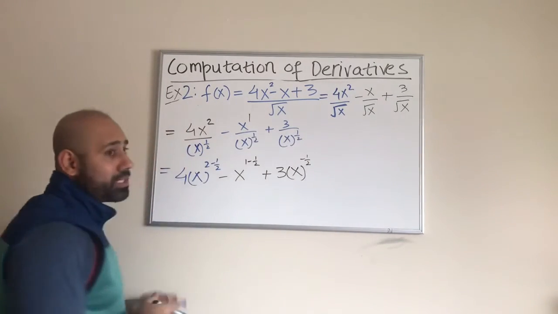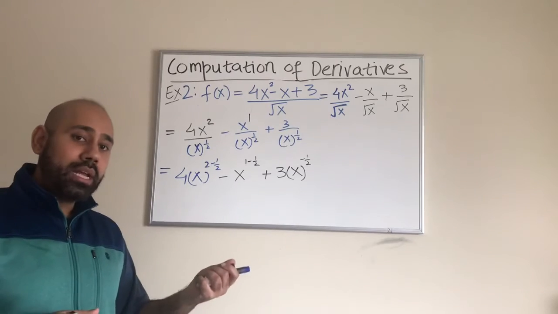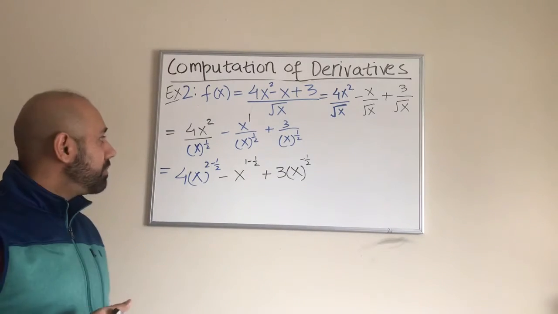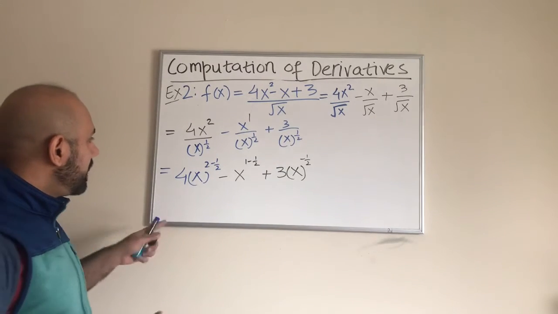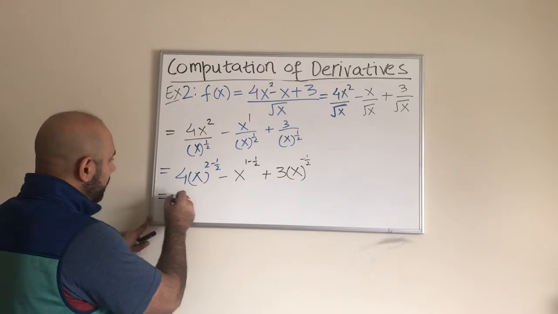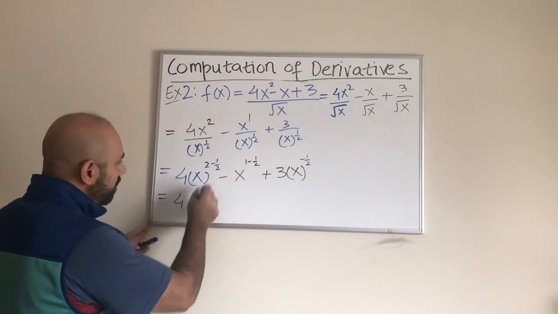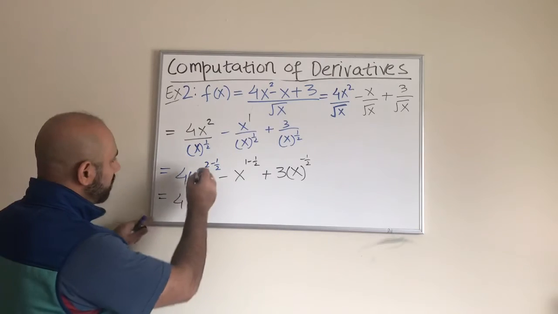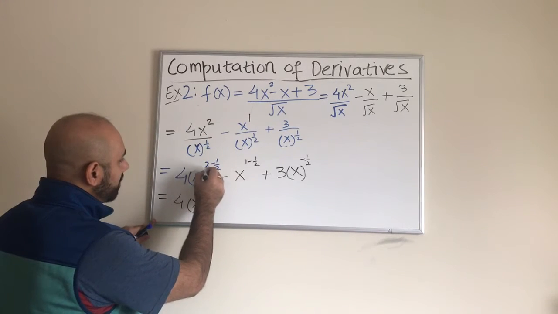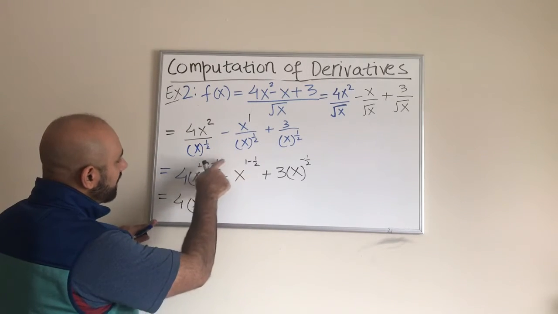That's what happens to the positive exponents when you bring them upstairs. The sign changes, it becomes negative. Right, so let us simplify and see what we have here. So guys, this is 4x to the power 2 minus 1/2. Obviously, we have to get this common denominator, times 2 times 2. So it's 4 minus 1.